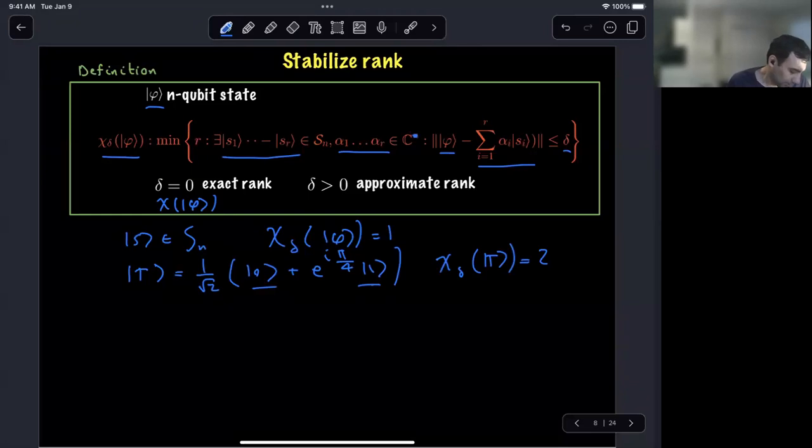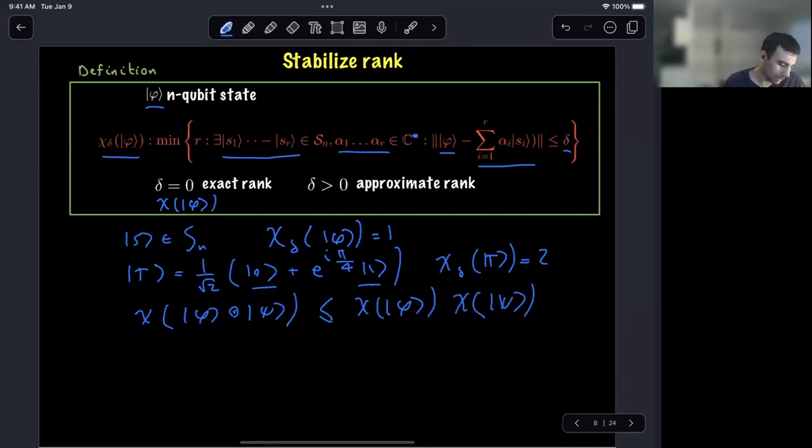And there are some simple relations. For example, the stabilizer rank of a product state is always less than or equal to the product of the stabilizer ranks, because if you tensor product two stabilizer states, it's still a stabilizer state, but it's not necessarily tight. Actually, it's difficult to find a state for which this inequality is an equality.